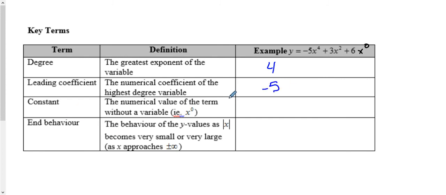In the next one, constant term, you're always looking for the term without a variable, i.e. x exponent 0. X exponent 0, of course, is just 1. Our constant term here is +6, or just 6.